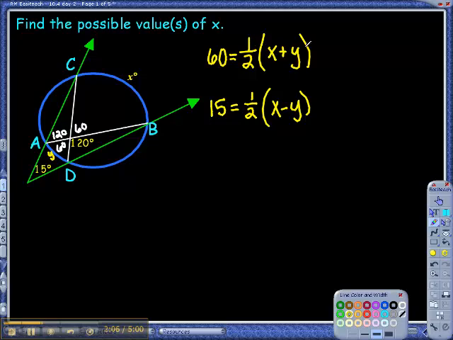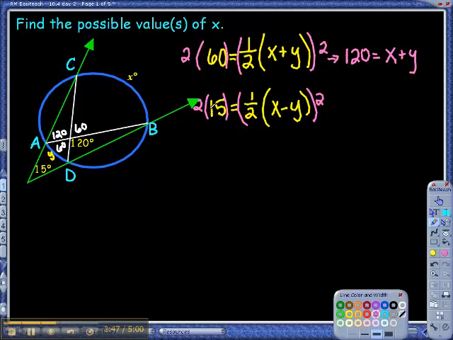And you could either distribute that 1/2 throughout, or multiply the whole equation by 2 to clear that fraction. Either way, you could use elimination pretty easily. I'm going to multiply everything in the whole equation by 2. That's using the multiplication property of equality. That's going to make this top equation 120 is equal to, the 2's are going to cancel, just x plus y. And for the second equation, if I multiply this whole equation by 2 to clear that fraction, that's going to make this 30 is equal to x minus y.